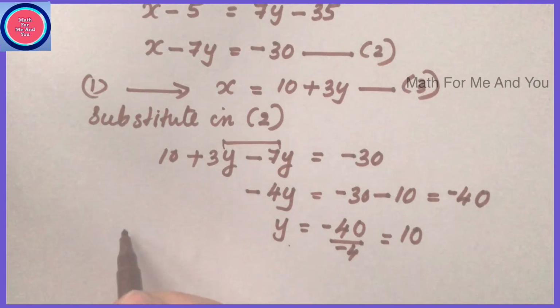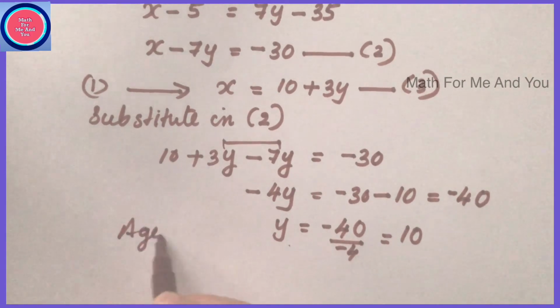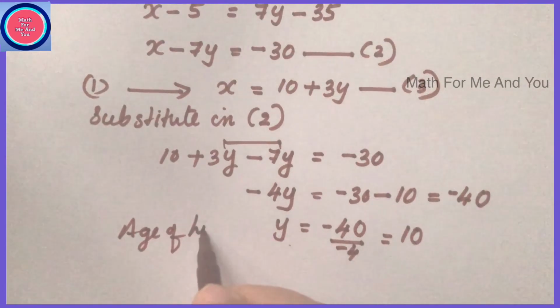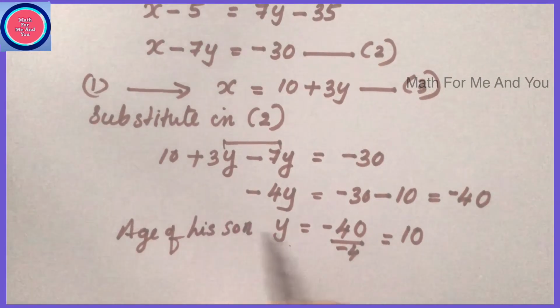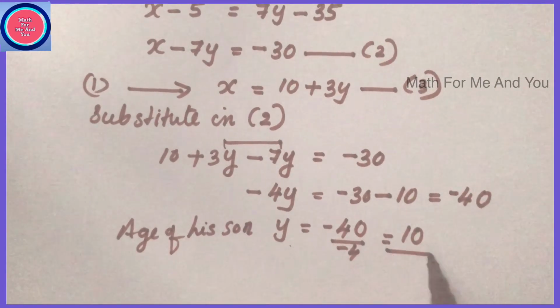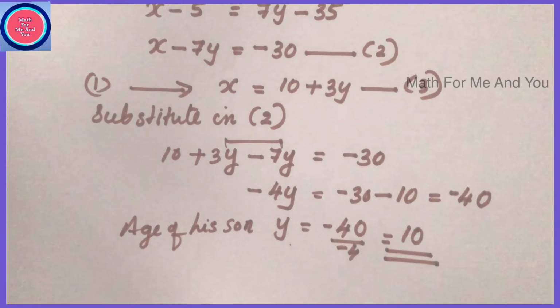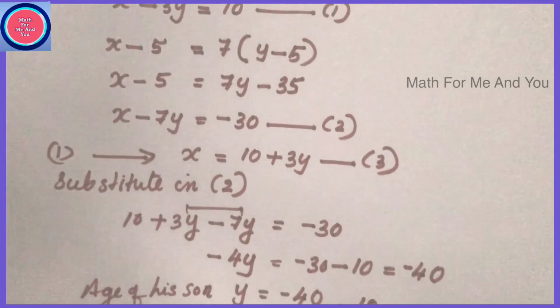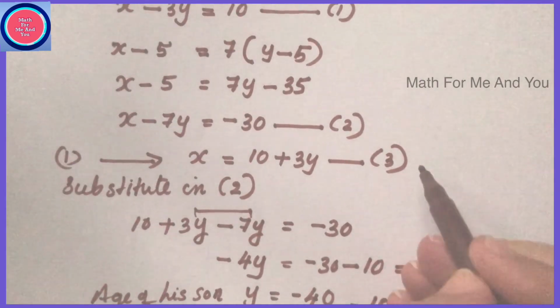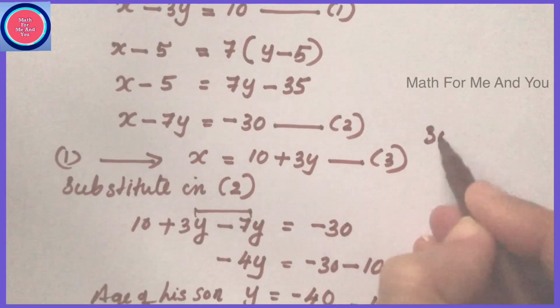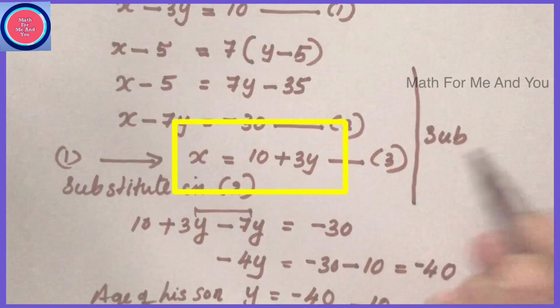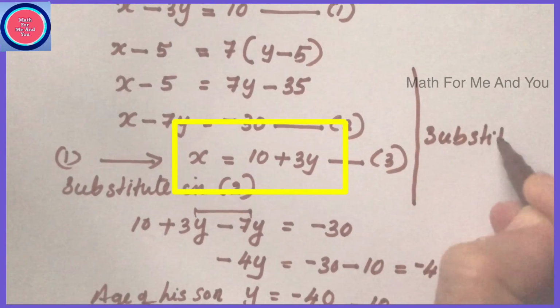So y is the age of Jacob's son. So we can write age of his son is 10. With this number we can find age of Jacob. How to find? Substitute in any of the equations. There are 3 equations, but we are going to substitute in equation number 3 because it will give us the value of x quickly.